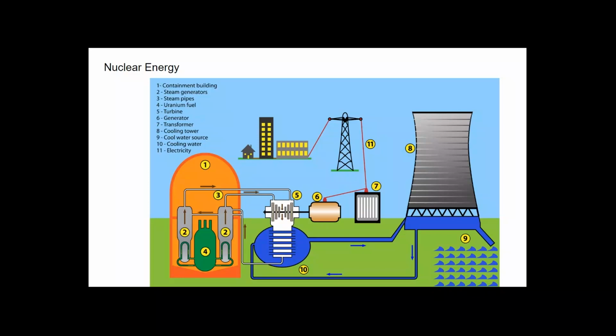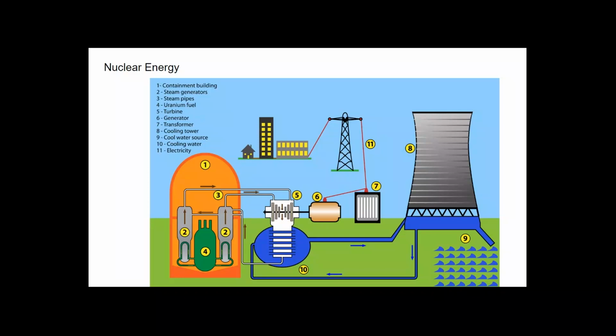The nuclear reaction produces heat, and this heat can be used to heat up water to very high temperatures. That's number two, the steam generators. These steam generators produce steam, which goes through steam pipes and goes to a turbine. So 5 is a turbine, which spins. And the spinning of the turbine goes to a generator, which produces electricity.